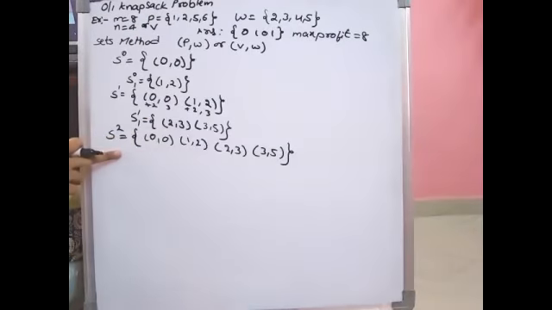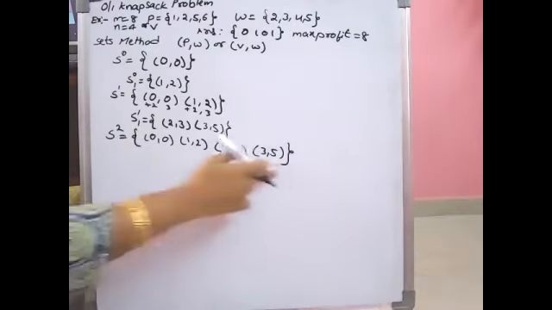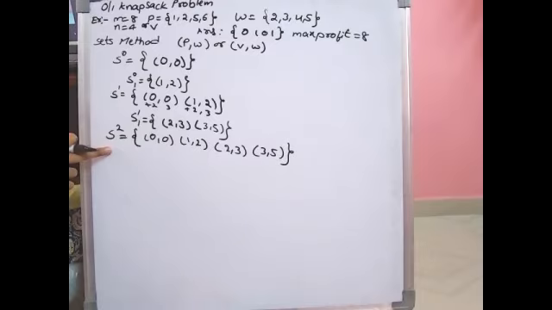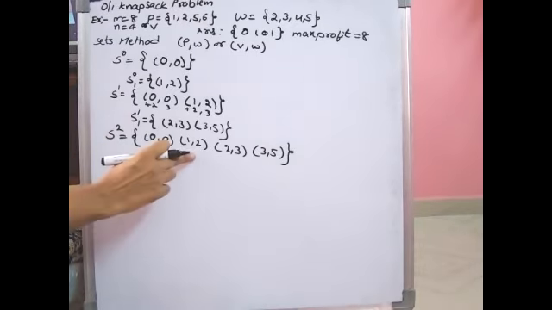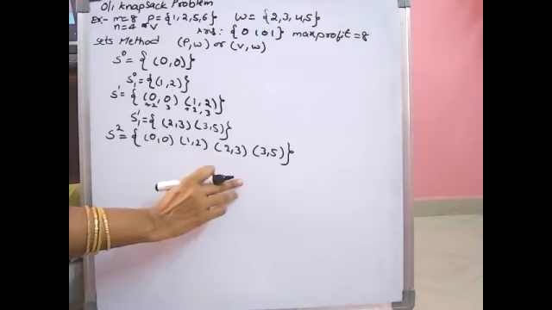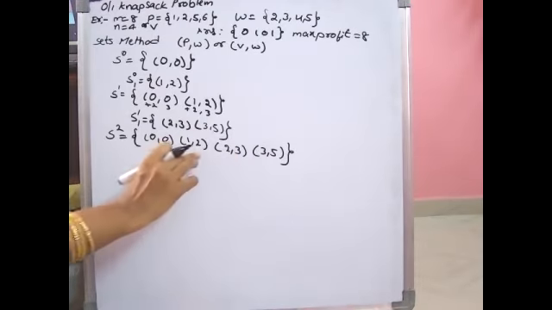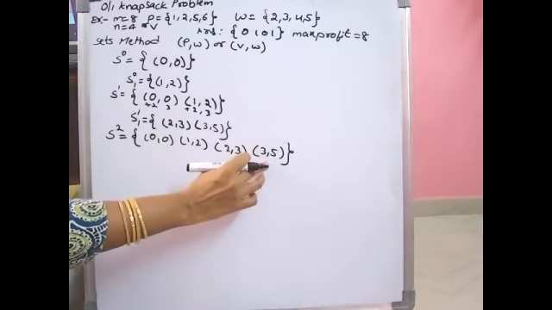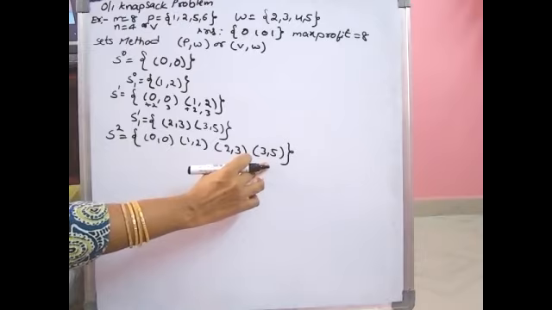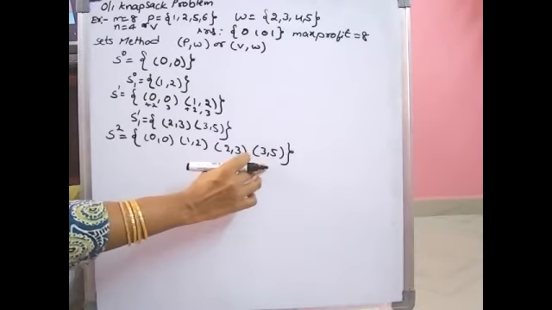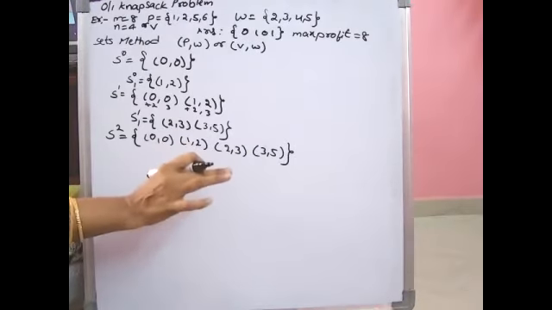So after the inclusion of the second object, this is the set we got. In this set, what are the ordered pairs? Without inclusion of any object, with the inclusion of the first object, with only the inclusion of the second object, and with the combination of these two, first and second objects. What is the ordered pair? Profit and weight. What is the knapsack position?